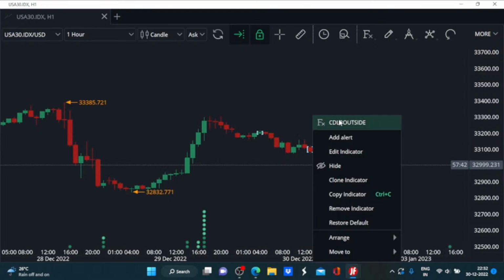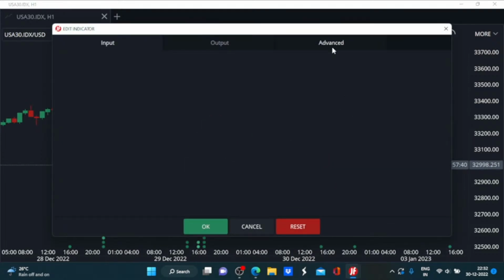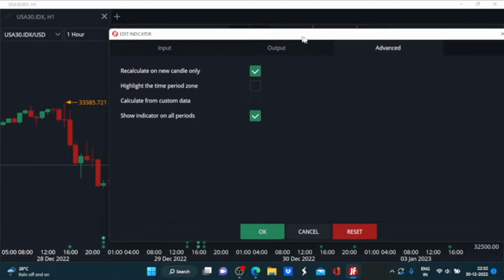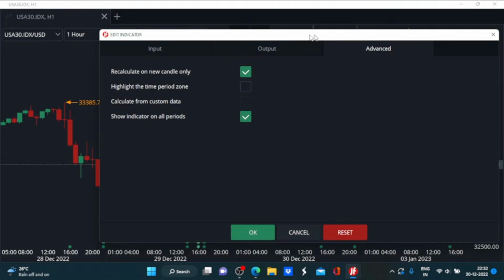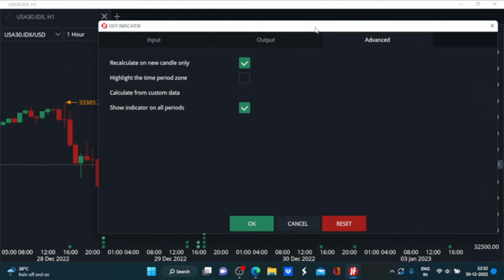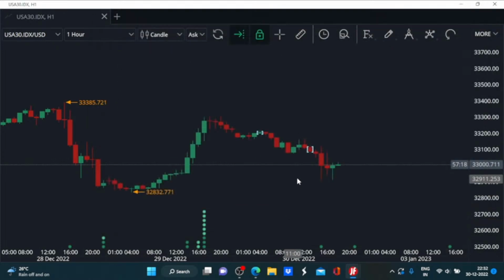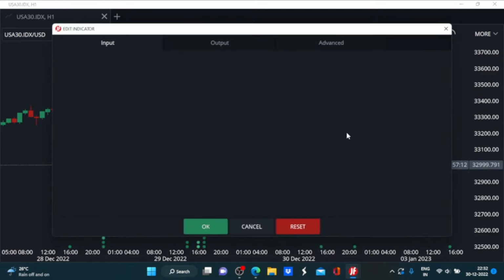But that modification option is not going to make much of a change, as there is a formation which takes into consideration three candles, and once the third candle closes, we get that candle bracketed, and in the subsequent candle we can use this formation. Highlight the time period zone. So here we will get the highlighting of three candles, as this formation is based on three candles only.